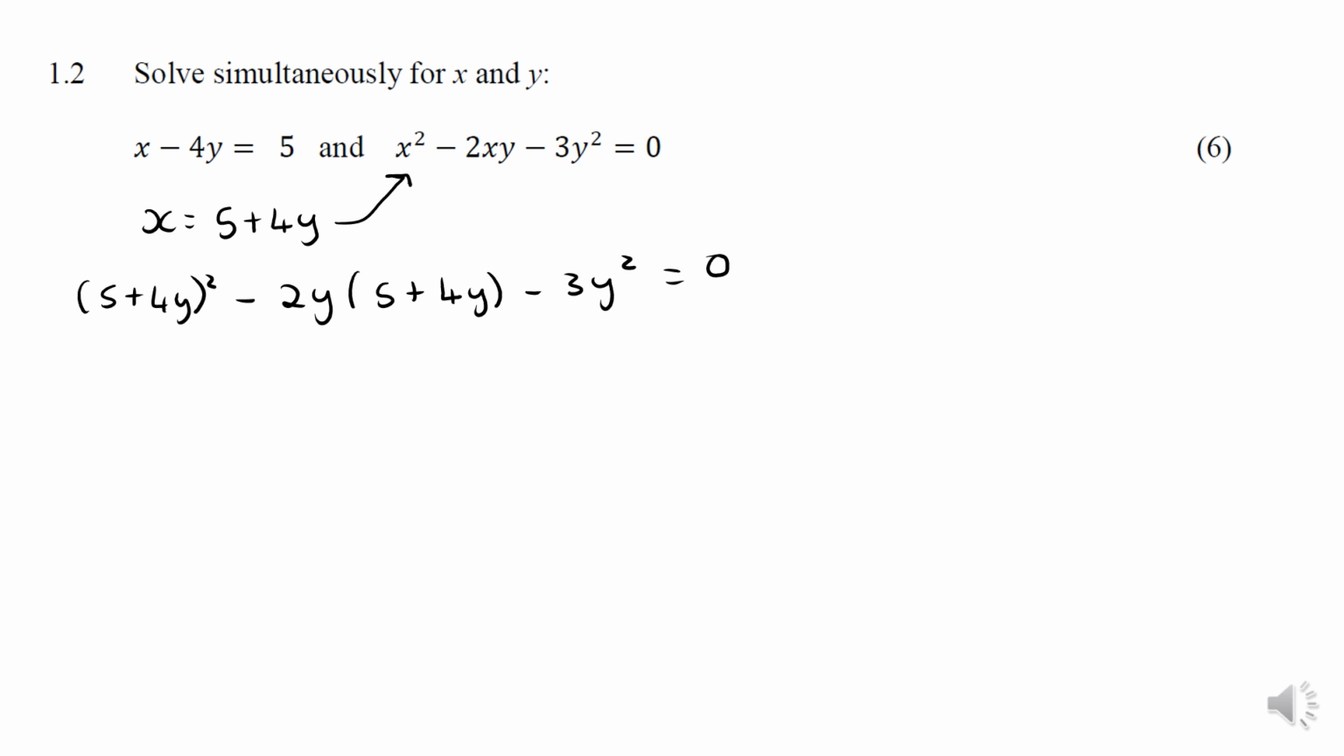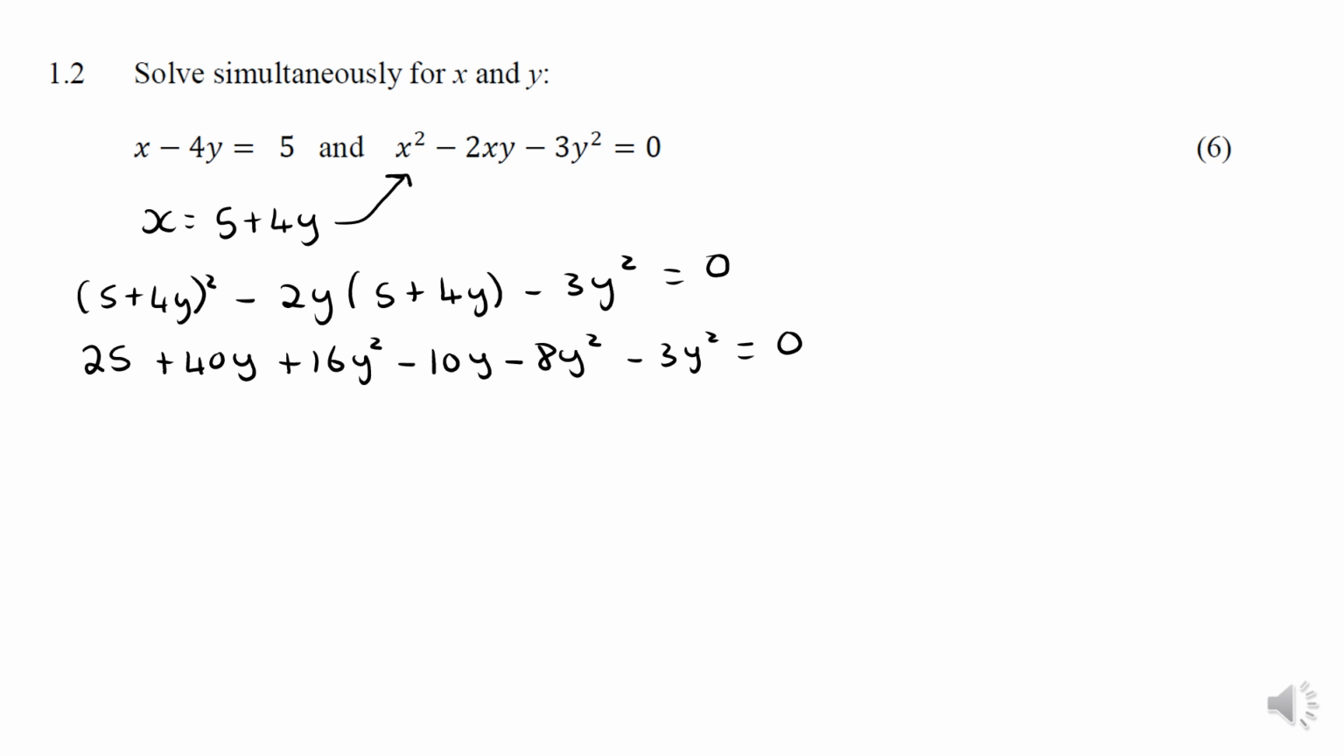Then I'm going to expand the brackets. I'm going to have 25. 5 times 4 is 20. 20 times 2 is plus 40y. And then 4y times 4y is plus 16y squared. Minus 2y times 5 is negative 10y. Minus 2y times 4y is negative 8y squared. Minus 3y squared equals 0.